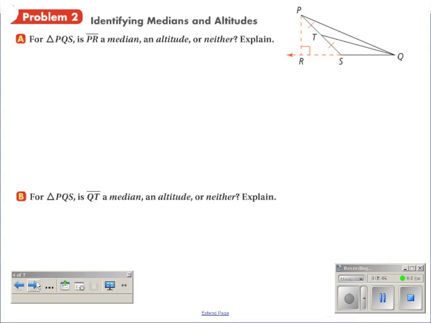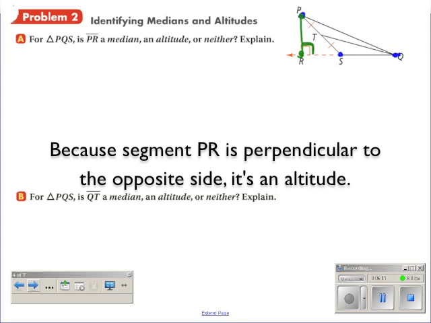So for letter A, looking at triangle PQS, it says, is PR a median, an altitude, or neither? And I hope you recognize that PR goes to the opposite side of the triangle if you extended it out, and it is perpendicular. So therefore our correct answer is that it is an altitude.